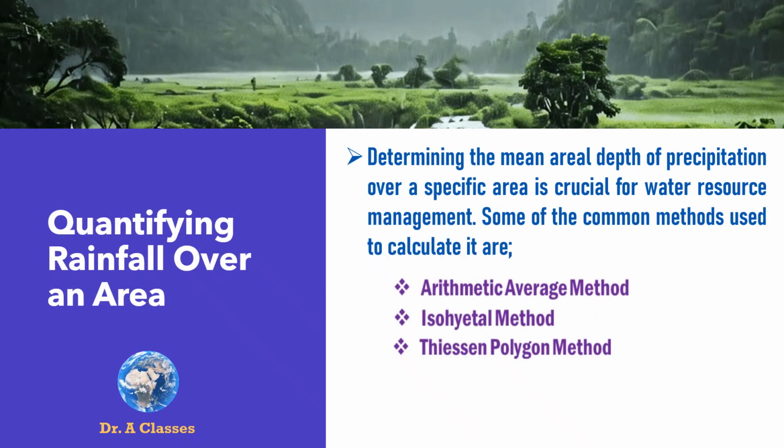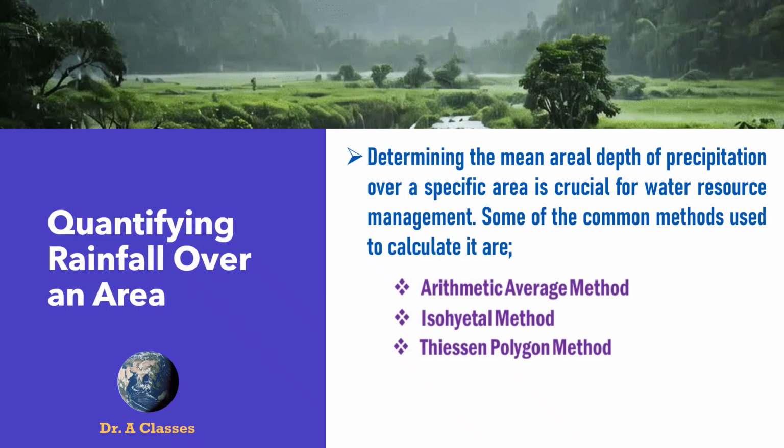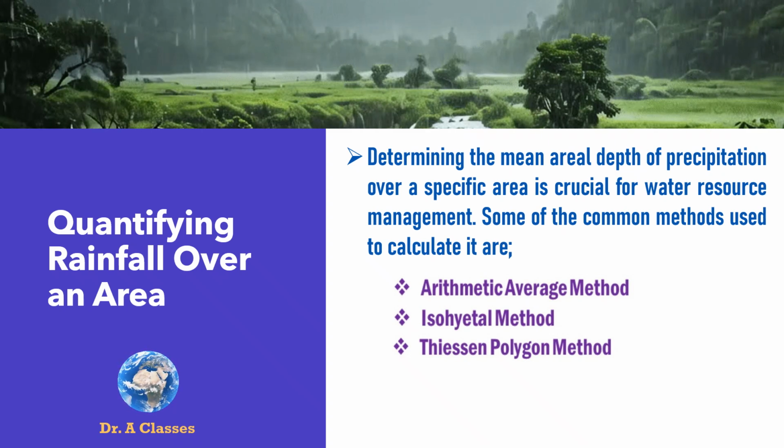Quantifying rainfall over an area. When studying water resources, it is often necessary to determine the mean areal depth of precipitation over a specific area, such as a catchment basin. This is the average depth of rainfall or snowfall across the entire region.